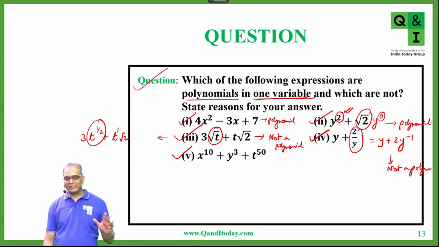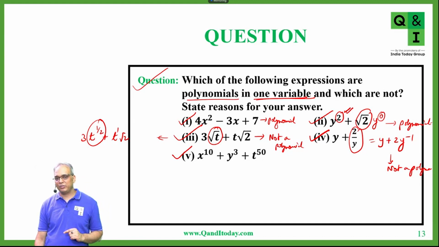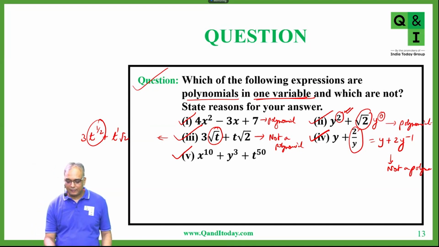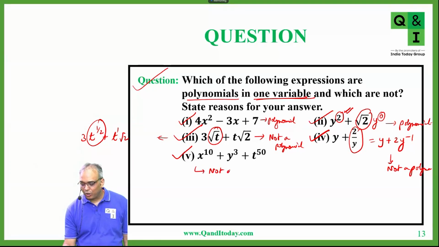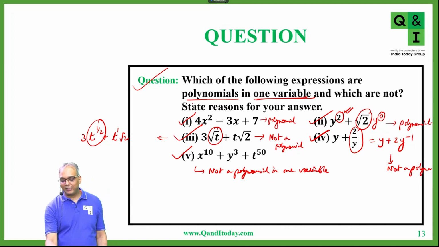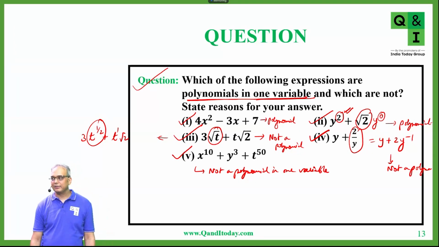So if the question is to find whether it is a polynomial or not, then yes, it is a polynomial. Now if they ask you whether it is a polynomial of one variable, then you will say no, it is not a polynomial of one variable. It has three variables. Correct? So I'll write it as not a polynomial in one variable. It is a polynomial, but in three variables. We had to find whether it is a polynomial in one variable. Correct?